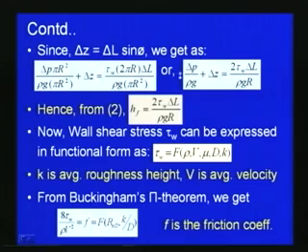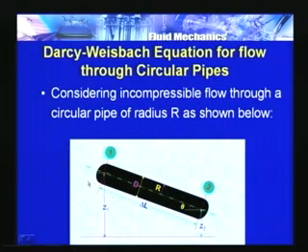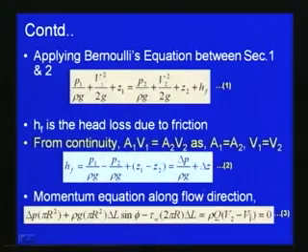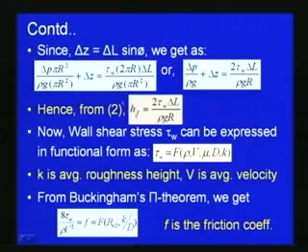Now, with respect to this figure, this delta L is this length. As Z1 minus Z2, that means delta Z, we can write delta Z is equal to delta L sin phi. After putting delta Z equal to delta L sin phi in equation number 3, we get delta P into pi r square divided by rho g pi r square, plus delta Z, is equal to tau w into 2 pi r delta L divided by rho g pi r square, where tau w is the wall shear stress.